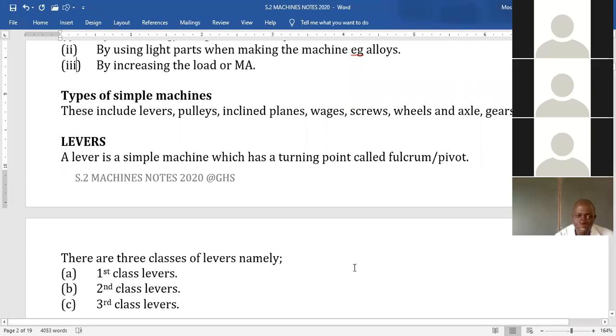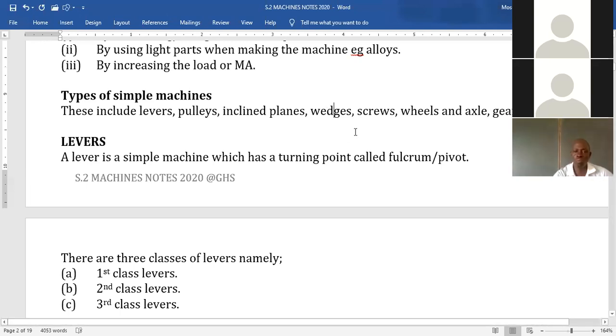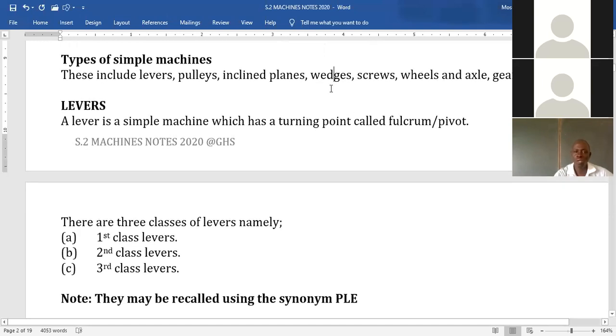Yes, I can. Okay. These include levers, pulleys, inclined planes, wedges, screws, wheels and axles, and gears. Thank you very much. I'm correcting a misspelling here: wedges, we are not talking about salary. Is that okay? We are talking about a wedge.